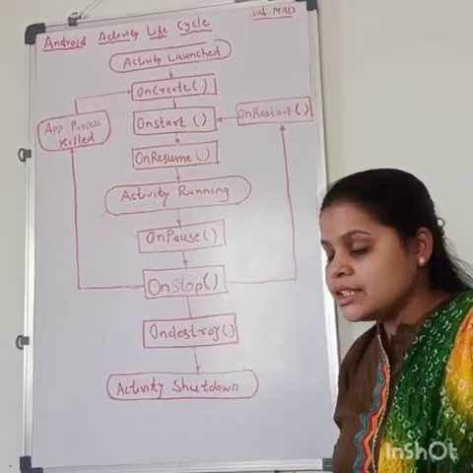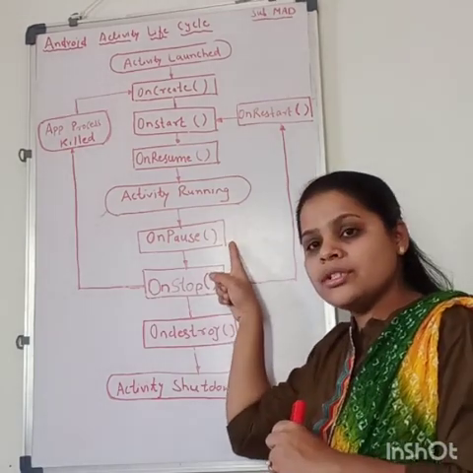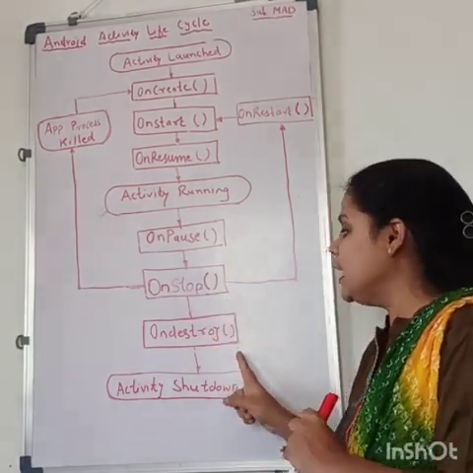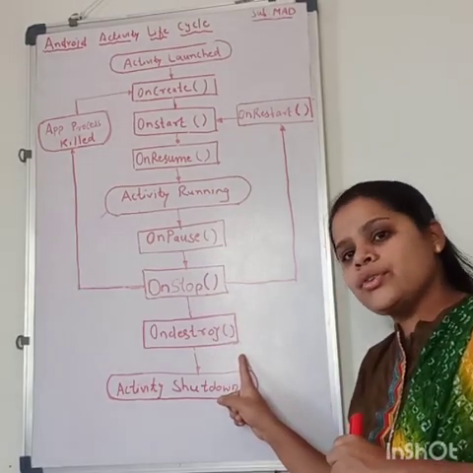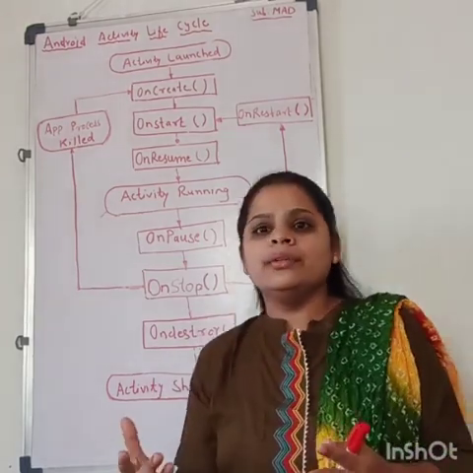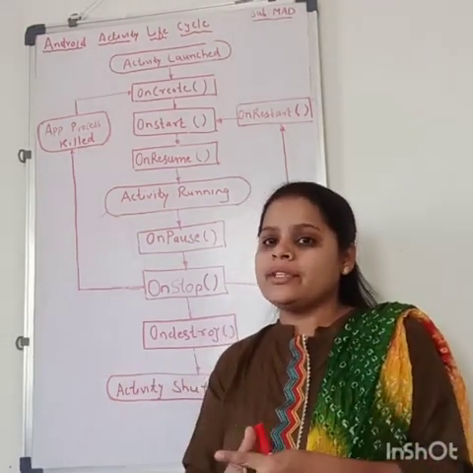When you are closing the activity, in that case onPause is called to pause the activity, onStop is called to stop the activity, and then onDestroy is called to destroy the activity from memory. Right? So this is how the Android activity lifecycle works.